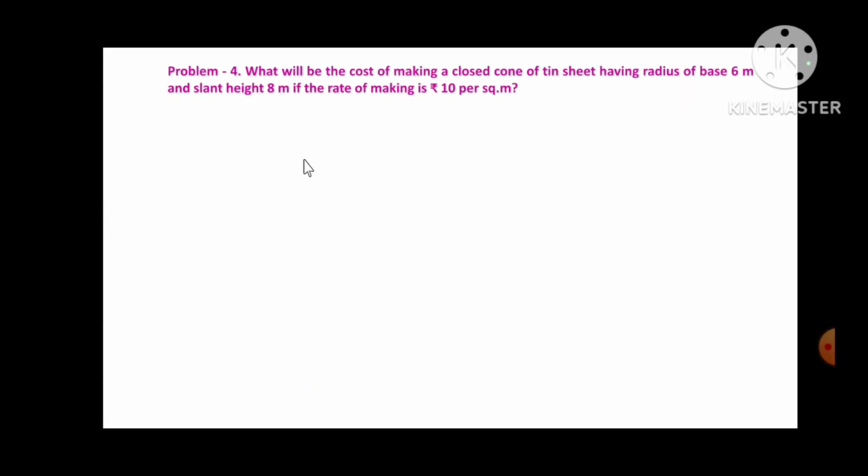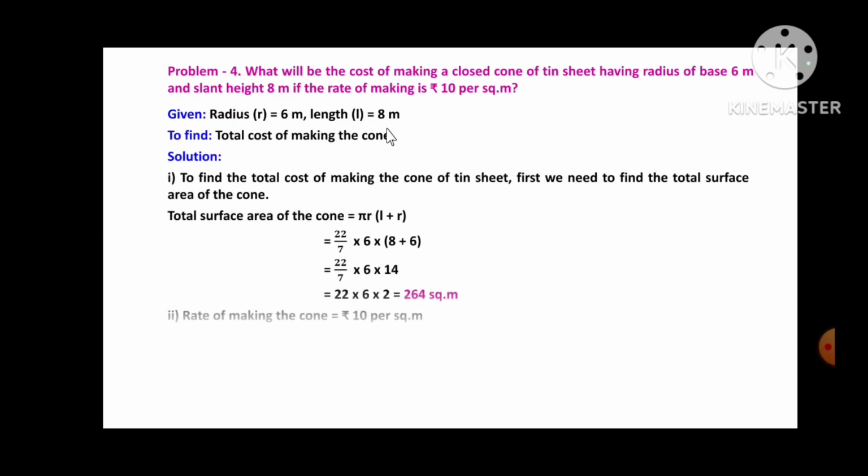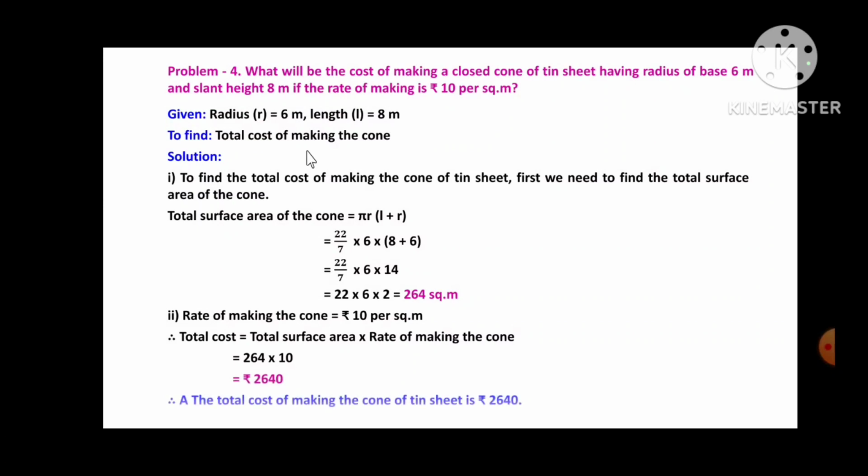We will continue with problem number 4. What will be the cost of making a closed cone of tin sheet having radius of base 6 meter and the slant height 8 meter if the rate of making is rupees 10 per square meter? Friends, here the given things are radius is 6 meter and slant height is 8 meter. The cost of making the cone we have to find out.